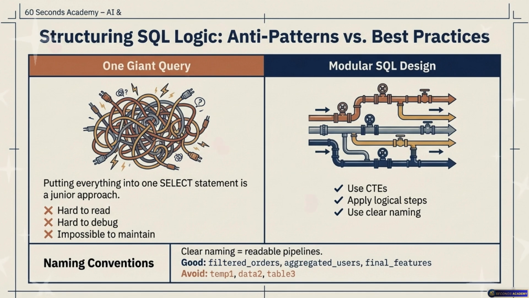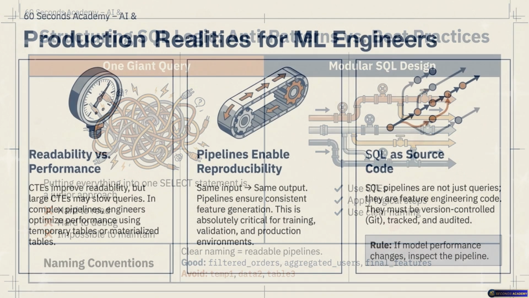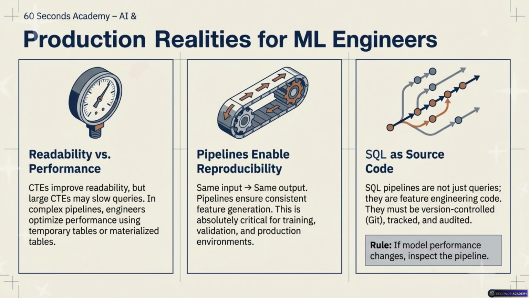We have to start viewing SQL as source code. Full stop. Source code. Yes, SQL pipelines are feature engineering code. They are not just queries anymore. They are the explicit logic that dictates what your artificial intelligence actually learns. And if they are source code, that means we need version control. We need Git. We absolutely need version control. Because if the data changes, the model changes.